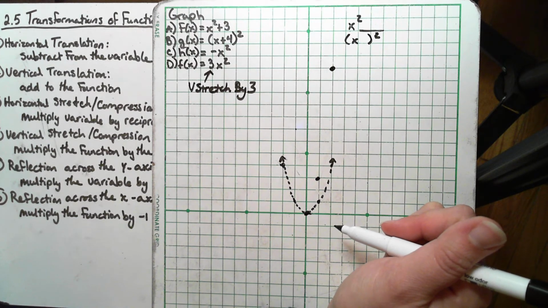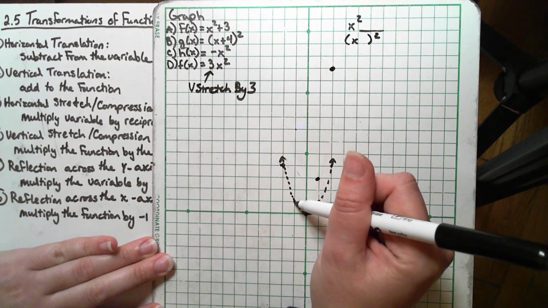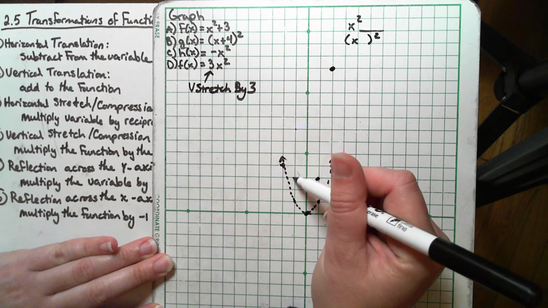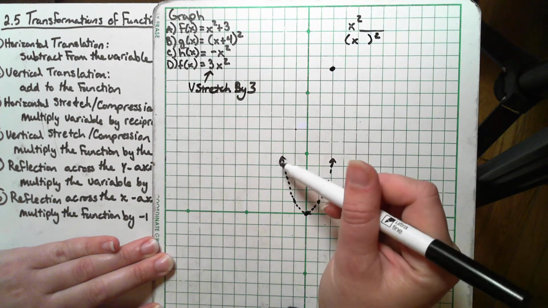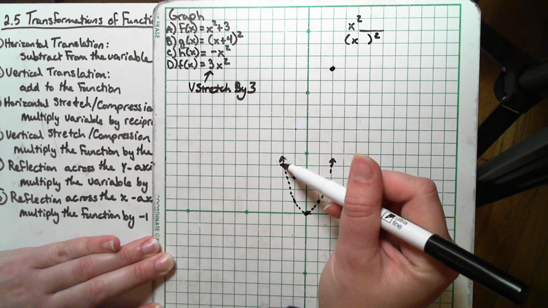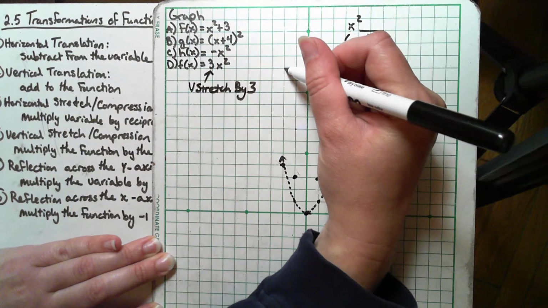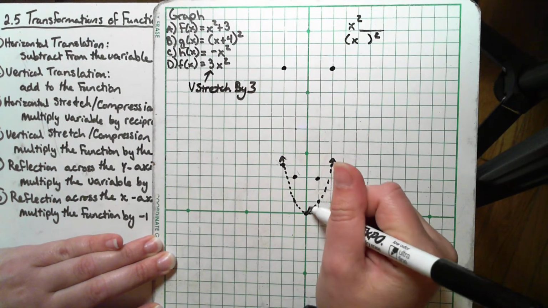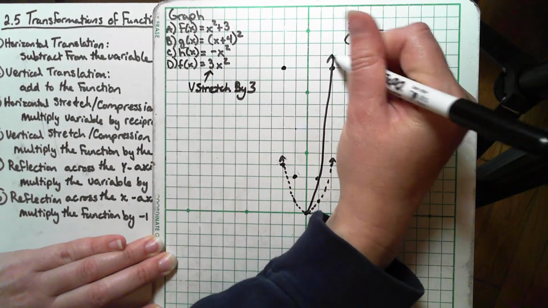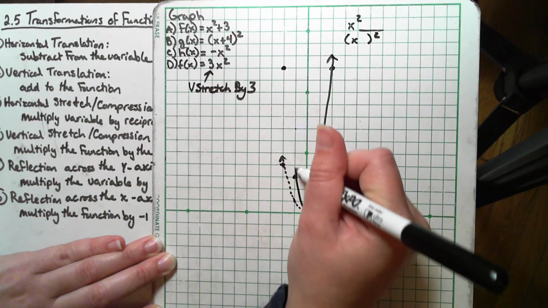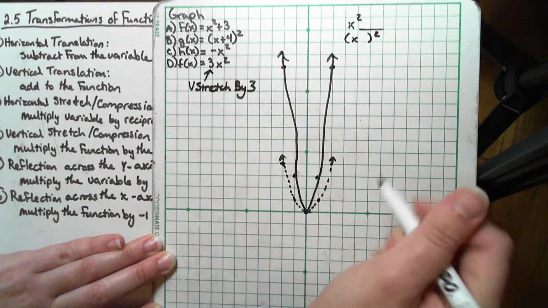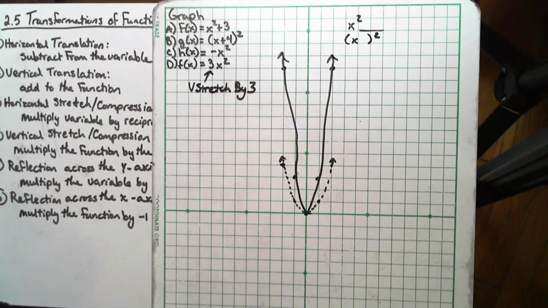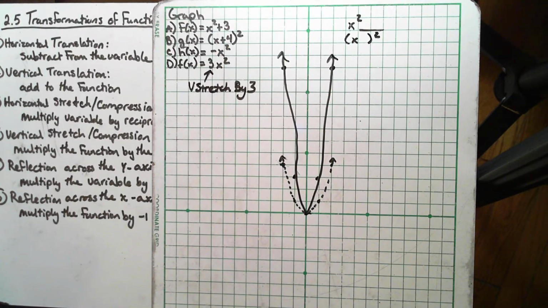Notice I'm taking just the y values. This was at +1 times 3 is 3. And this was at positive 4 times 3 is 12, right there. So this is my vertically stretched function. Okay, so that's how it works. Now, if it had been a horizontal change, I would take my x values and multiply by that factor.